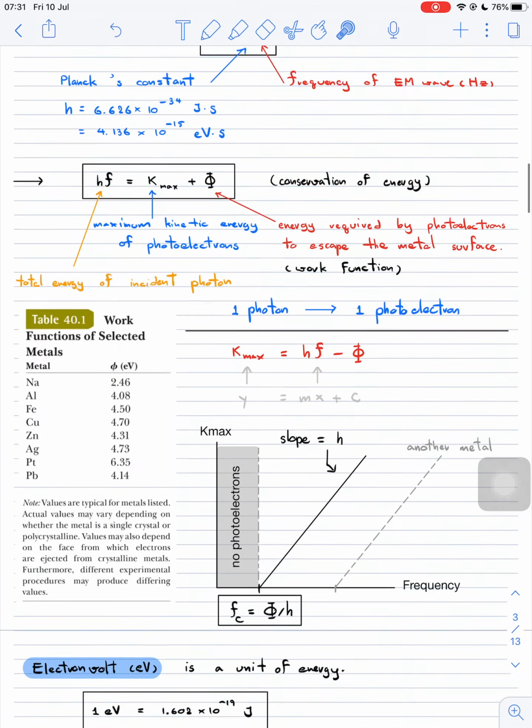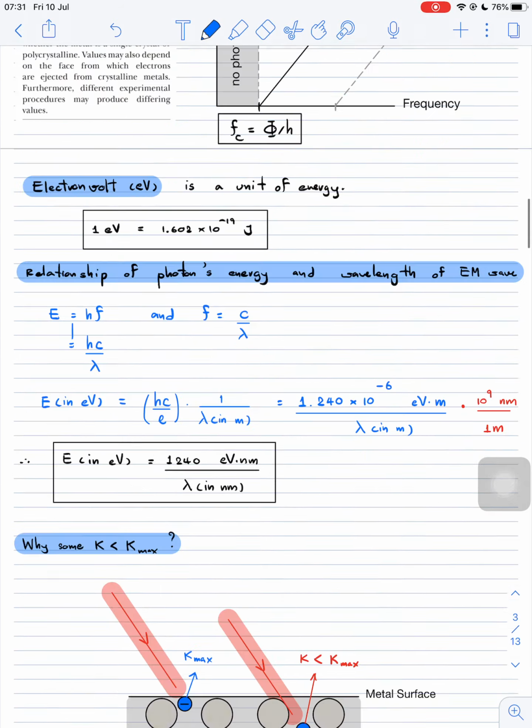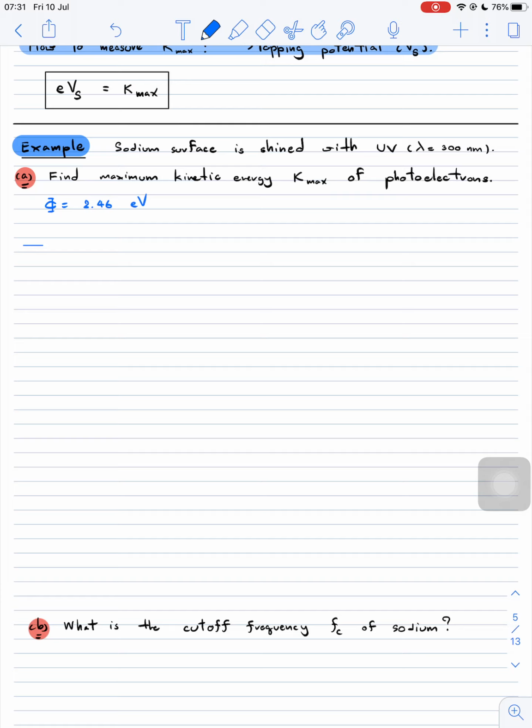The Kmax equals the energy of the photon minus the work function. So let's use Kmax equals hf minus the work function. Don't forget that the hf here is the energy of the photon. So let me use the symbol normal E for the energy of the photon.